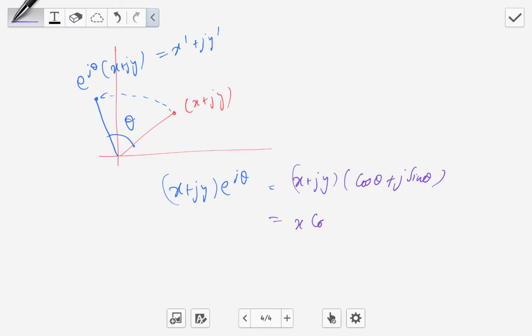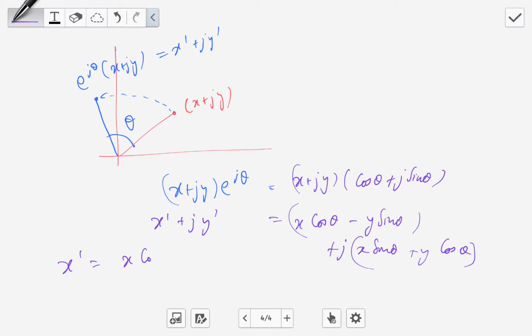That will be x cos theta minus y sin theta plus j times x sin theta plus y cos theta. Okay, this will give you your new x dash plus jy dash. So x dash will be x cos theta minus y sin theta, and y dash will be x sin theta plus y cos theta.